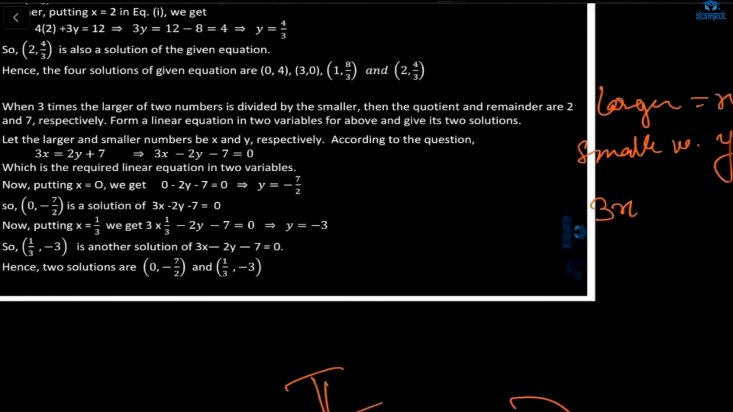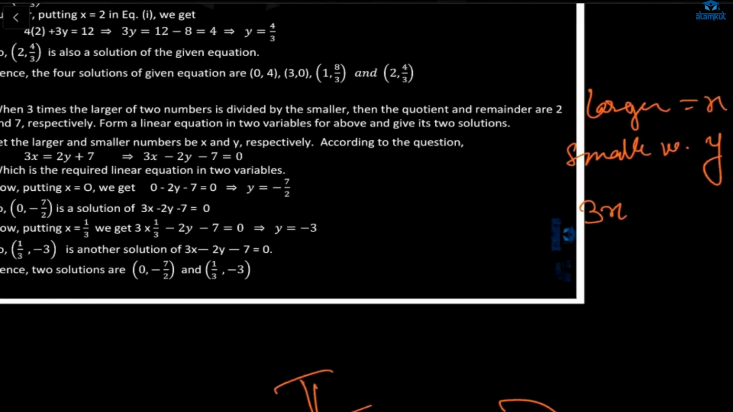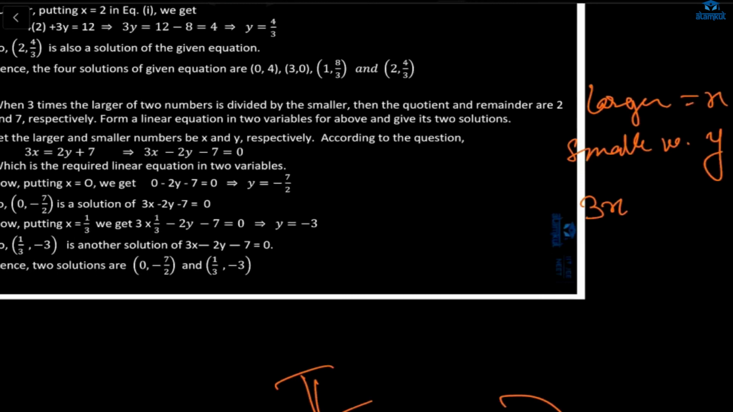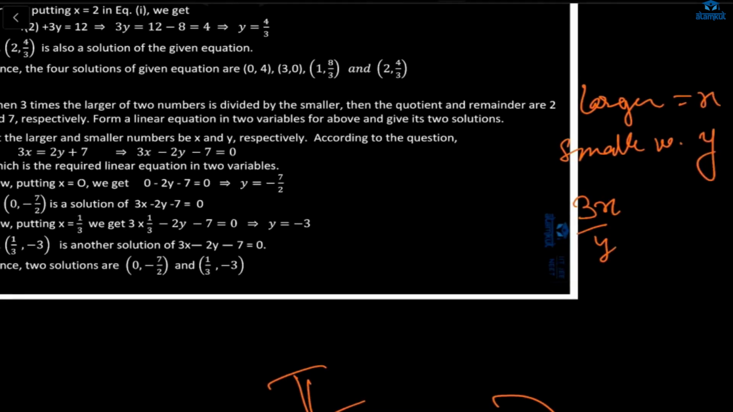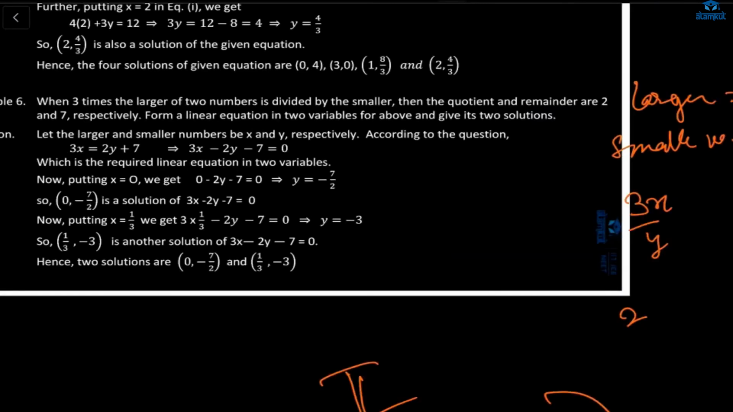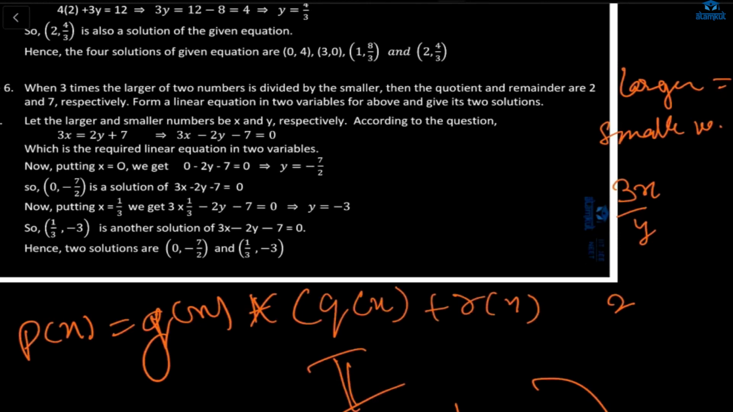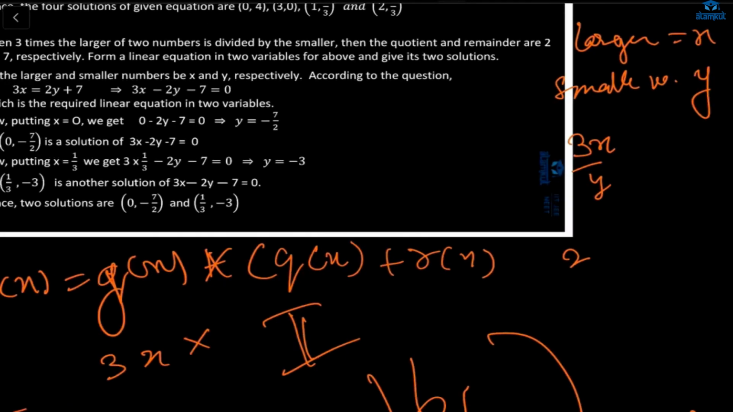3 times the larger of two numbers is divided by the smaller, then the quotient and remainder are 2 and 7. The quotient is 2 and the remainder is 7. So how do you form the equation? The dividend is written as divisor multiplied by quotient plus remainder. So 3x will be equal to y multiplied by 2 plus 7.